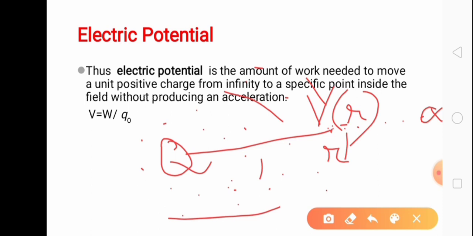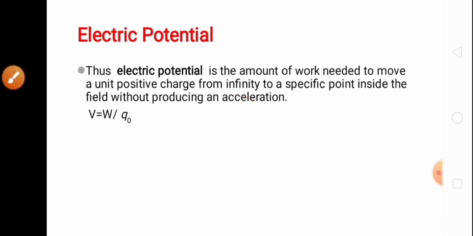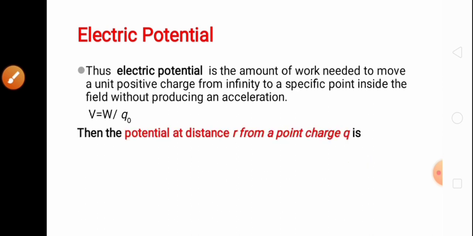Basically, it is the change in potential: the potential at point r minus the potential at infinity is equal to minus the integration of E dot dr. Since the potential at infinity is taken as 0, you can say it is the potential at point r. So it is equal to W by Q naught. The potential at a distance r from a point charge can be obtained. It is equal to KQ by r.